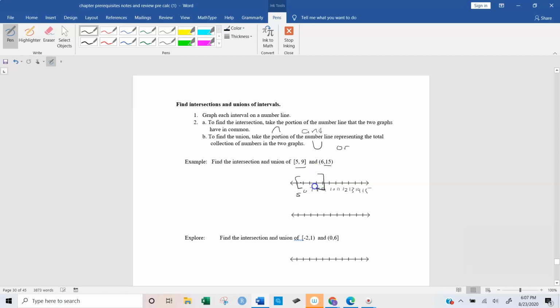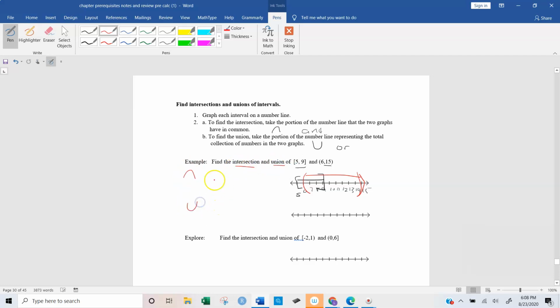So my first graph is here. Let's change color so you can see the second one. The second graph is not inclusive because it's parentheses. It starts at 6, so it goes here, maybe, and it goes to 15 and is not inclusive on 15 also. So it goes to here. So my second graph is this red one. Now, I'm going to do the intersection, because it said find intersection and union.